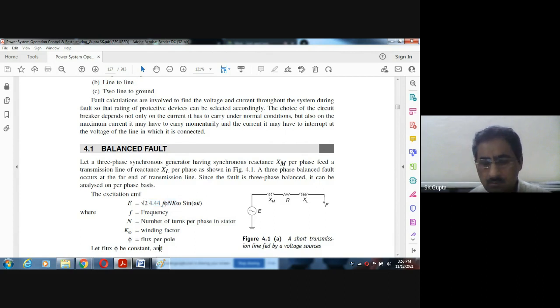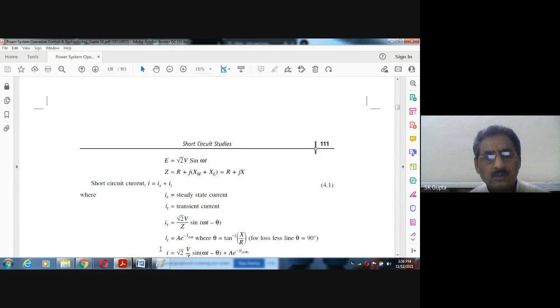So let us see what the current is. This E is equal to root 2 V sin omega t, our voltage source. This is the impedance.